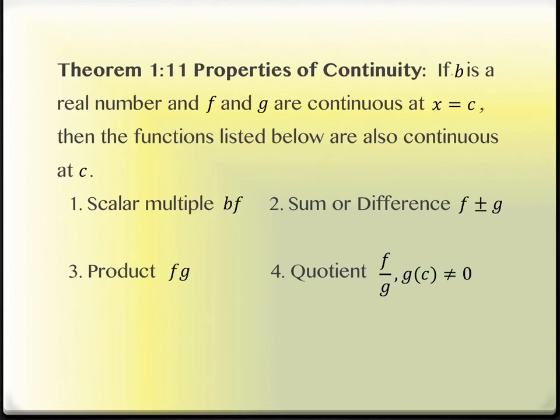If b is a real number and f and g are continuous at x equals c, then the functions are also continuous. If I have a continuous function and I multiply it by a scalar, it's still continuous. If I have 2 continuous functions and I add or subtract them, it's still continuous. 2 continuous functions and I multiply them, still continuous. And if I divide them, still continuous as long as the denominator is not 0. We saw all these same properties when we looked at limits.